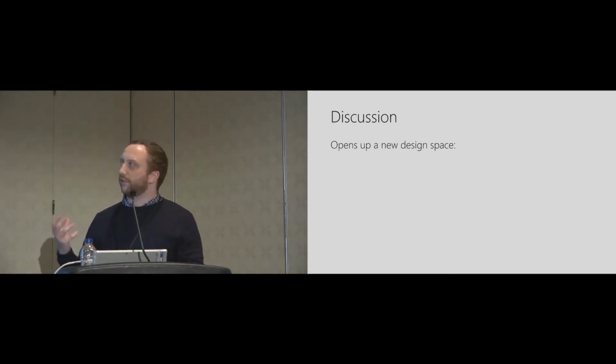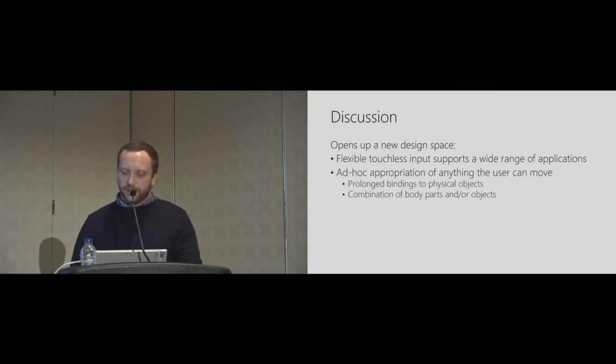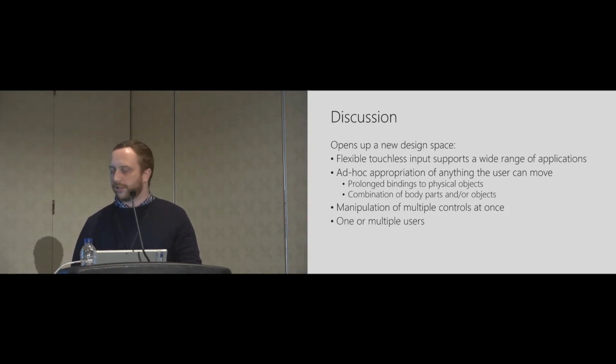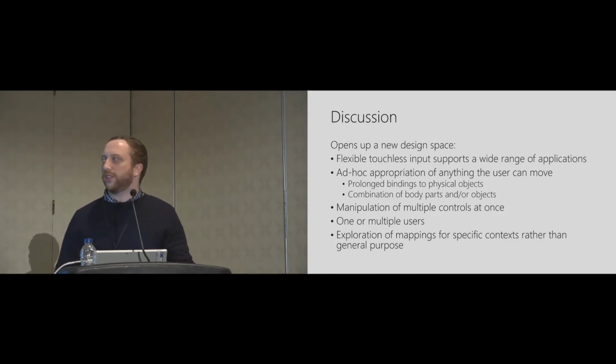We've provided initial framing with a few examples, but this supports a wide range of applications, as we can appropriate anything the user can move. So we can have combination of body parts, objects, more persistent object bindings. The users can manipulate multiple controls at once, and you can have one or multiple users doing this. And this opens up for the exploration of mappings for specific contexts rather than general purpose mappings.